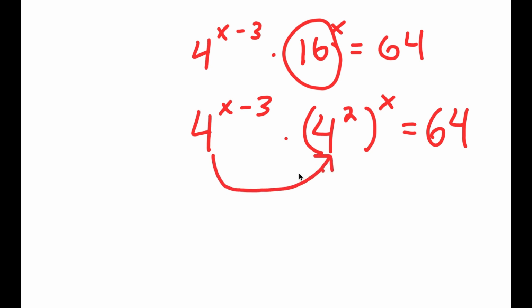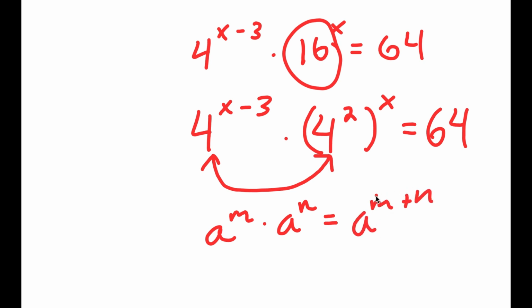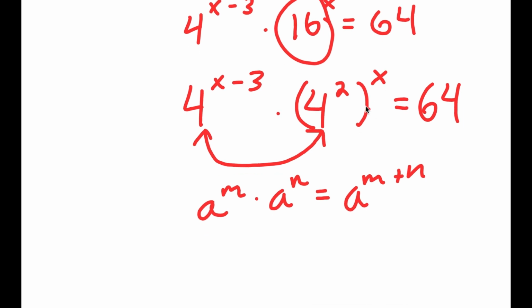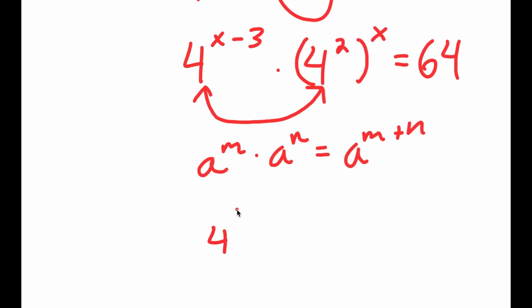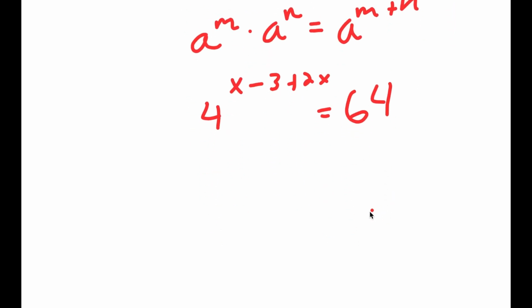And now, because these two have the same bases, if I have something in the form a to the power of m times a to the power of n, this is equal to a to the power of m plus n. And 4 to the power of 2 to the power of x, that's going to equal 4 to the power of 2 times x, or 4 to the power of 2x. So I have 4 to the power of x minus 3 plus 2x is equal to 64. And now 64, that's equal to 4 to the power of 3. So now I have 4 to the power of x minus 3 plus 2x is equal to 4 to the power of 3.